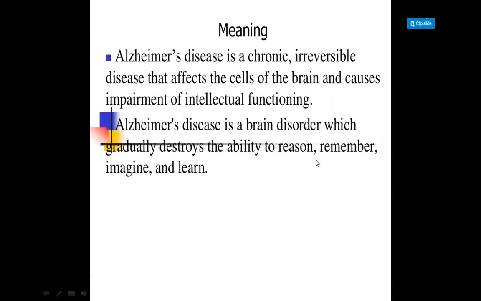Then what is the meaning of Alzheimer's disease? It is a chronic, irreversible disease that affects the cells of the brain. Means it is a chronic disorder, and also an irreversible disorder. Basically it affects the cells of the brain and causes impairment of intellectual functioning. Slowly it creates impairment in the intellectual function, so that the patient has orientation problems or memory loss.